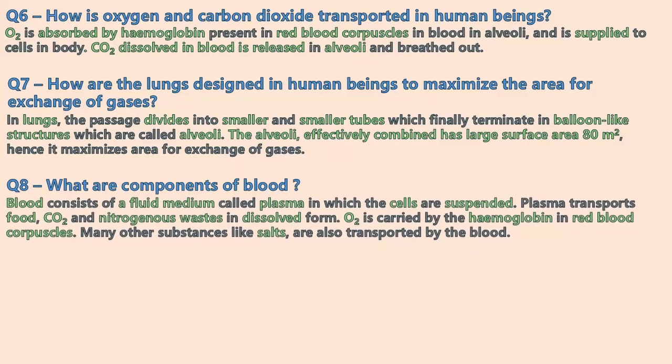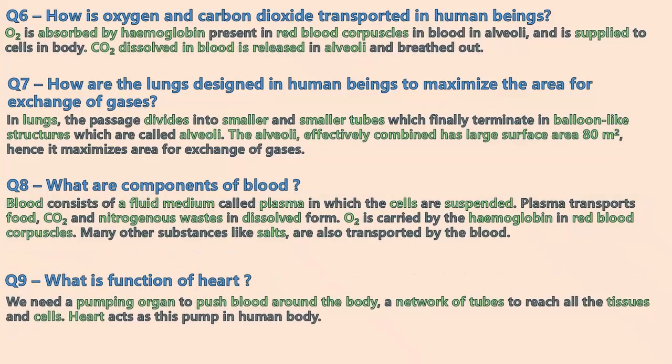What are the components of blood? Blood consists of a fluid medium called plasma in which the cells are suspended. Plasma transports food, CO2 and nitrogenous waste in a dissolved form. So blood is mainly made up of plasma, in which the cells are suspended, and this plasma is responsible for transporting food, CO2 and nitrogenous waste. Oxygen is carried by hemoglobin in red blood corpuscles. Many other substances like salts are also transported by the blood. So these are the components of blood.